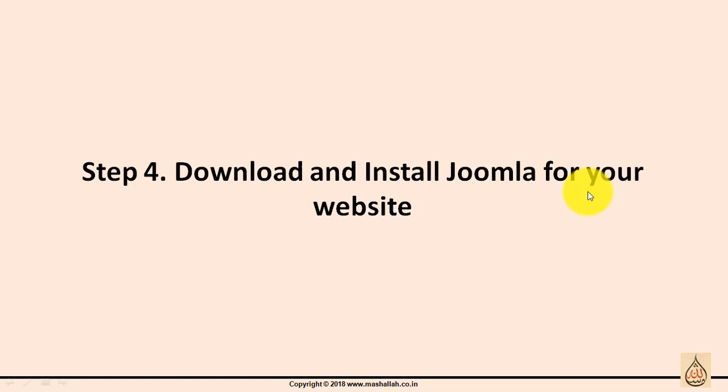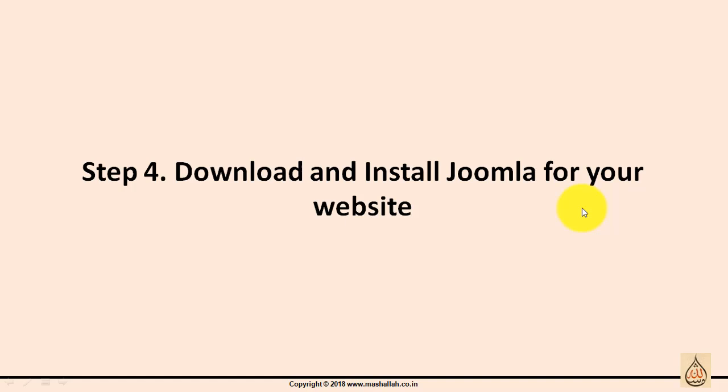Step number 4, download and install Joomla for your website. So if you recall, so far we have downloaded Xampp, installed it on our desktop computer, and then created a MySQL database through phpMyAdmin from the backend, and now we are going to go ahead and install Joomla for our website. To do that, first you've got to download Joomla, and I would recommend you download the latest version of Joomla so that you can get the flavor of it.